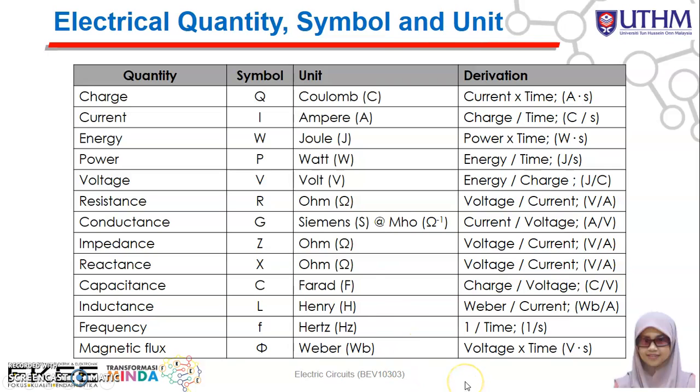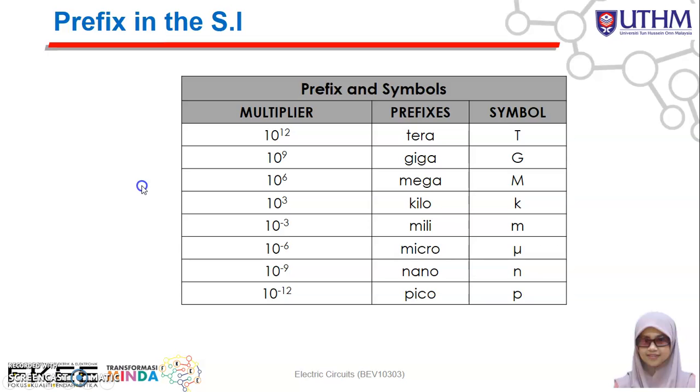Now, prefix in the SI units. What does it mean by the prefix? You have tera, giga, mega, kilo, milli, micro, nano, pico. One of the great advantages of using the SI units is that it uses prefixes, which are based on the power of 10. For example, you have 10 to the power of 12, which you can represent by tera.